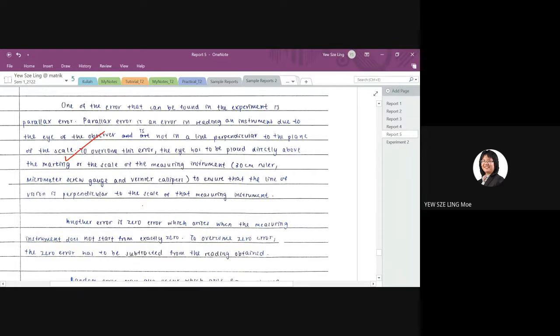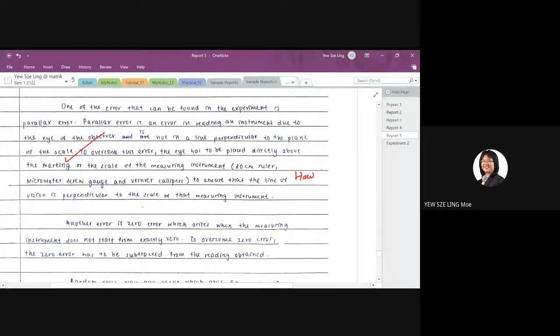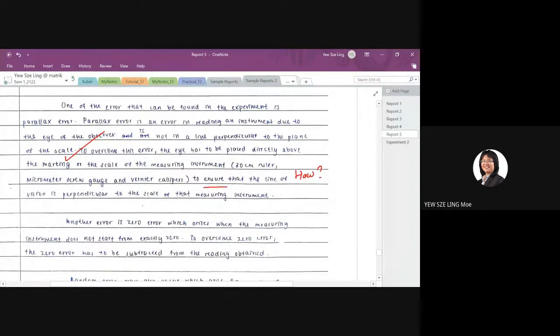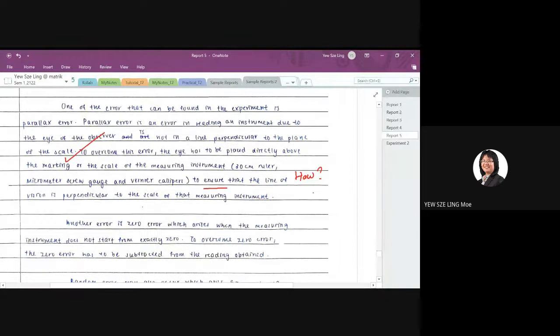Okay, now this one again, how? How do you ensure that the line of the vision is perpendicular to the scales of the measuring instrument? So if you want to give a suggestions, you give some things that people can know whether they manage to do it or not, right? Because if you just say ensure, everyone they conduct the same experiment again, they will just rewrite ensure because they don't know whether they manage to achieve it or not. So you try to give something that people do it and people know they are successful in doing it. All right. So this is not a good precaution. So 1 mark will be deducted.